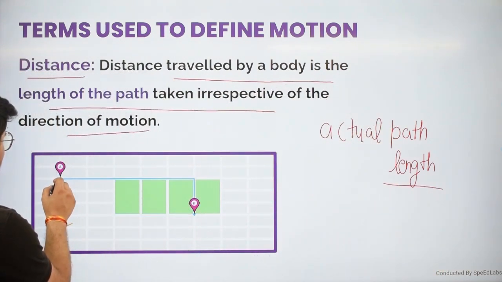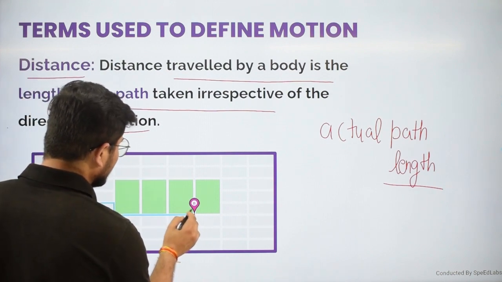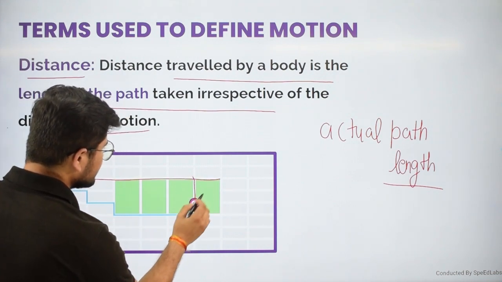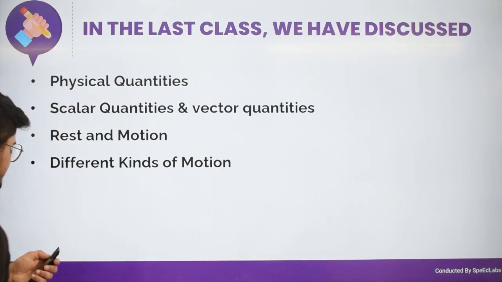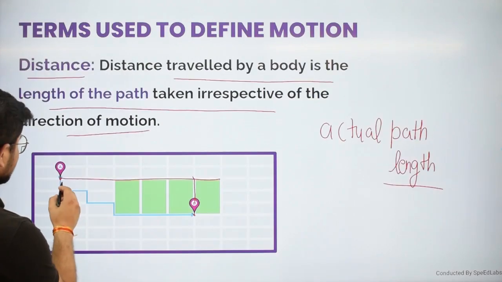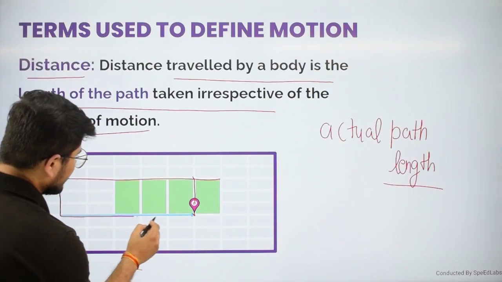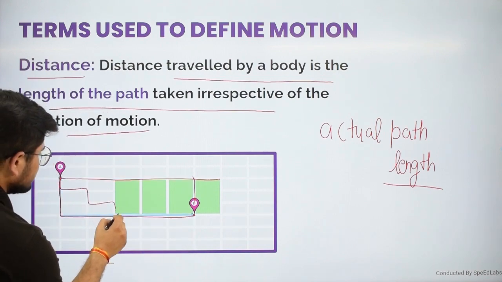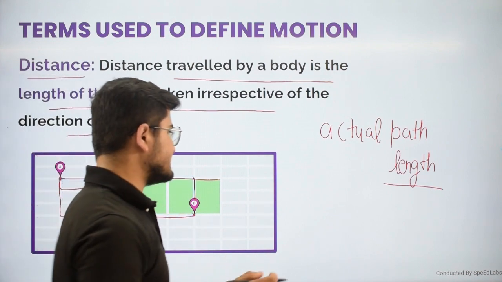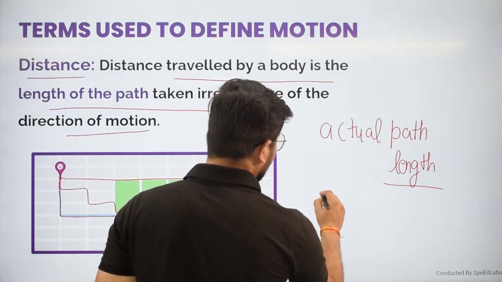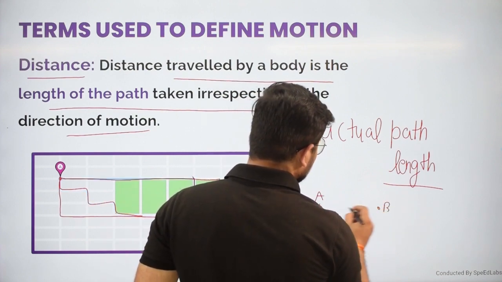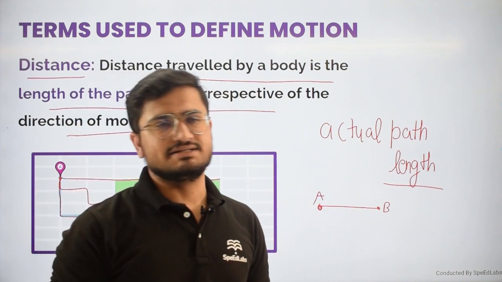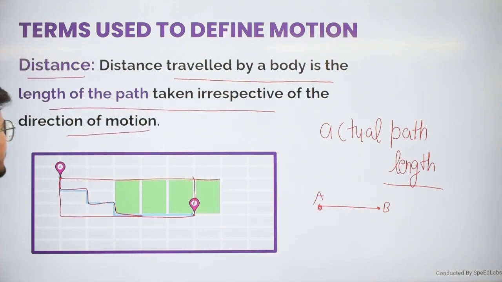So in this case, as you can see, these 2 points, this is the point A and this is the point B. The path can be like this also. This distance can also be like that. That is the actual path length, or it can be like that also. So that is distance. If these are the 2 points, this is the point A, this is the point B, the actual path length, that is distance. So I hope it is clear to you.